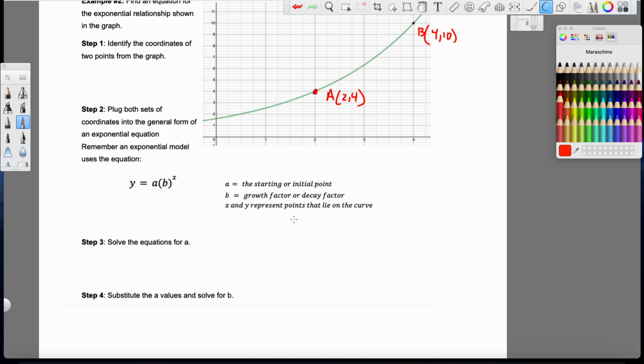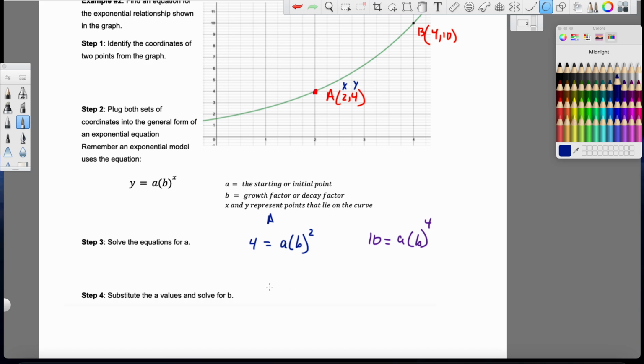So what we're going to do is let's do point A here. I'm just going to substitute 2 and 4 into our equation. So 4 is my y, right? This is a y value and this is an x. 4 equals a times b to the second. And then I've got my other equation here using 4, 10: 10 equals a times b to the fourth.